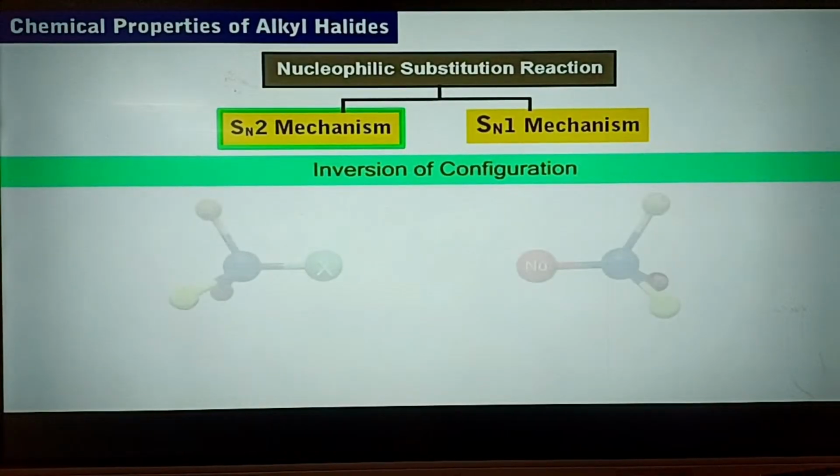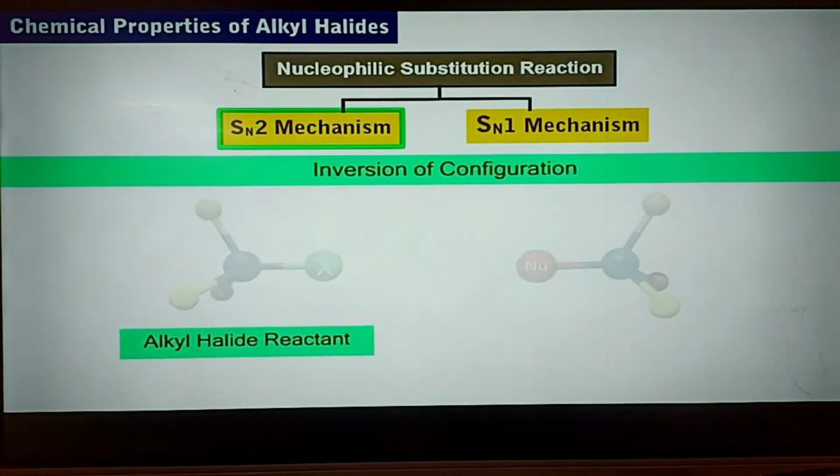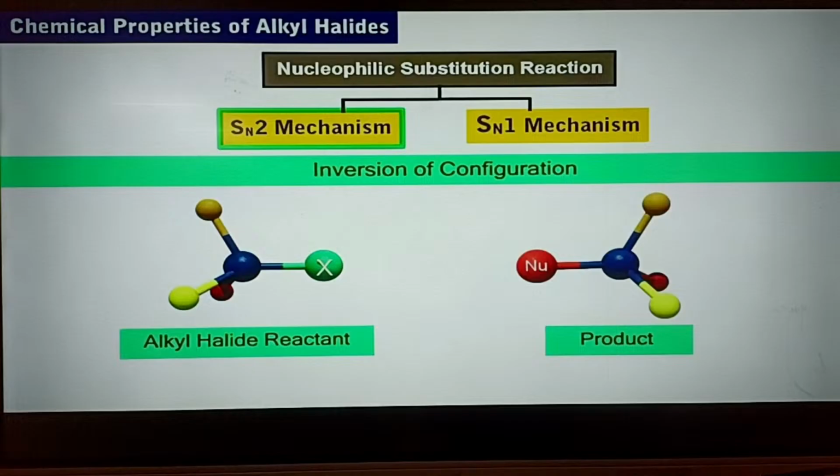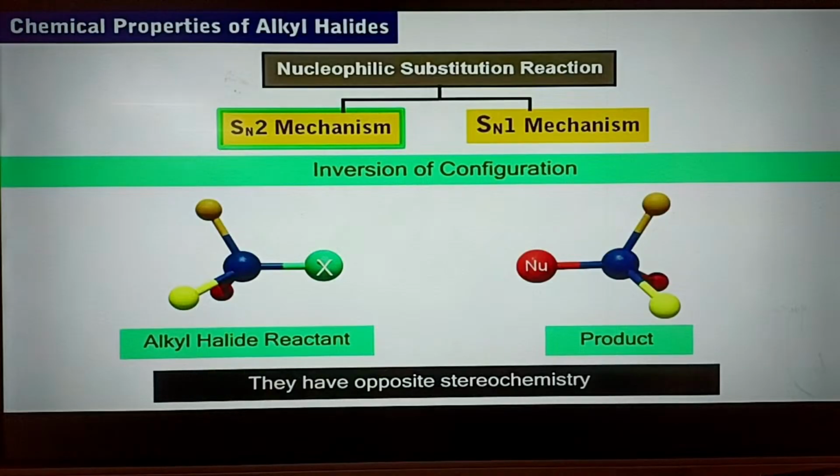There is only one type of product in an SN2 reaction. If you compare the alkyl halide reactant and the substituted product, you can see that they have opposite stereochemistry. This switch is called an inversion of configuration.